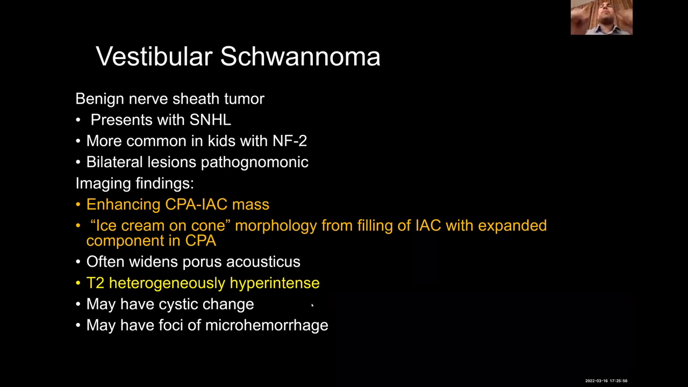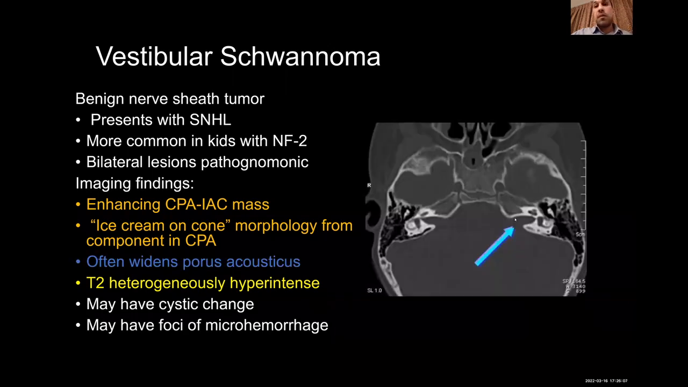This is the morphology, because you have to search for the intracanalicular components. There is associated widening of the porus acusticus. The porus acusticus is the internal opening of the internal auditory meatus. Widening of this is not normal.